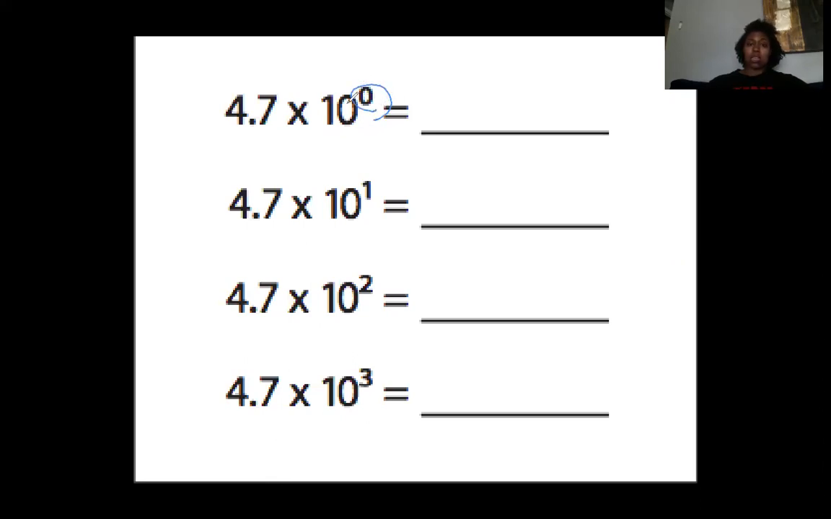So this exponent is 0, which means how many times do we move? 0 times. Good. So that means that this decimal is going to stay exactly where it's at. So in my answer, it's still going to be 4.7 because the 0 exponent told me I didn't have to move it. Now let's look at this next one. Our exponent is 1. That means 10 to the first power has 1 zero, and that means I will have to move my decimal 1 time.